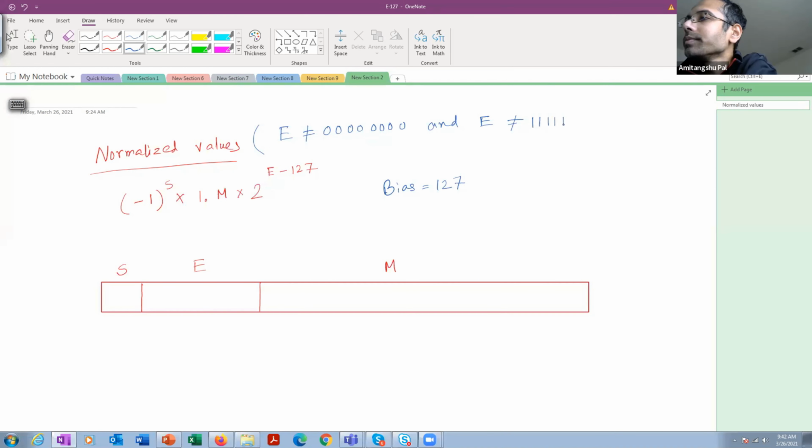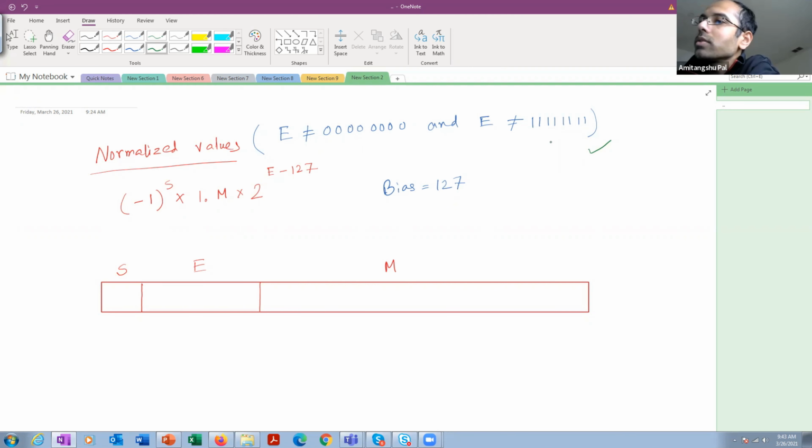Okay, so if I give you a 32-bit binary number and I tell you that this represents a floating point number, then how are we going to check whether it is a normalized value or not? You basically need to check the e field. Okay, if it is neither all zeros nor all ones, then it is going to be normalized. Because all zeros are reserved for representing denormalized values, and all ones are reserved for representing special values.